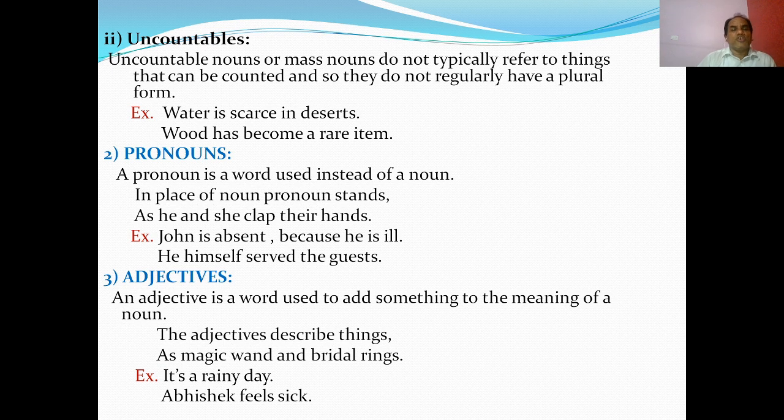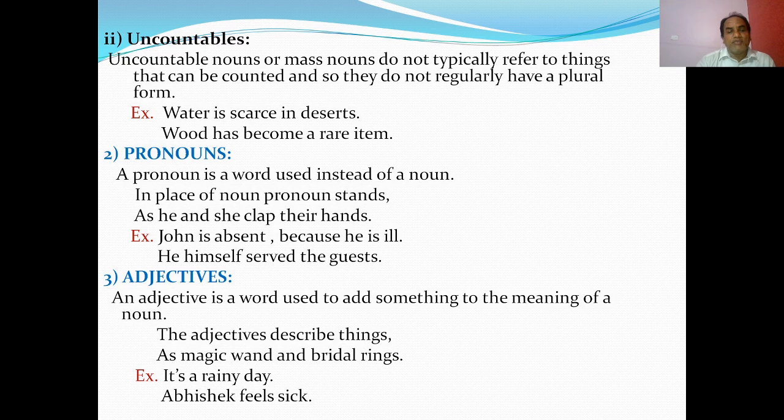Okay, so let us discuss the pronoun. What is a pronoun? A pronoun is a word used in place of a noun, that is, a noun replacer, we can say. In place of noun, pronoun stands, as he and she clap their hands. The first line of this rhyme, in place of noun, pronoun stands, means a pronoun is a noun replacer. It can stand in place of a noun. It can be used in place of a noun.